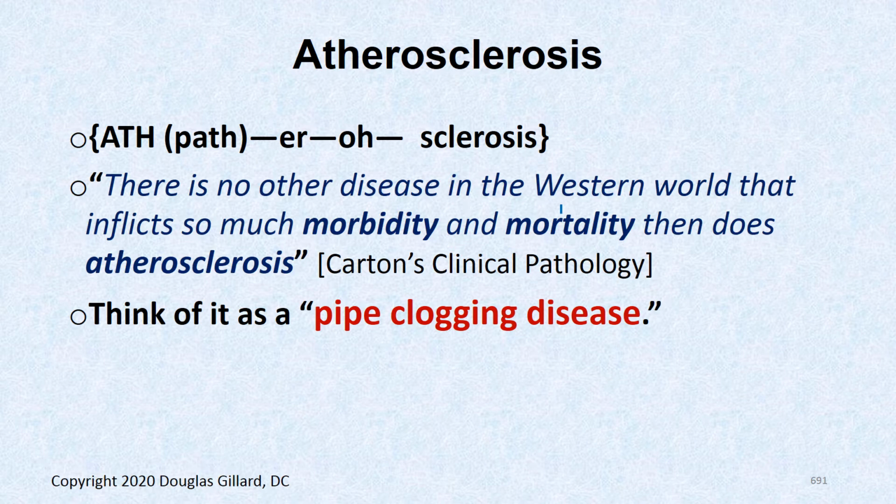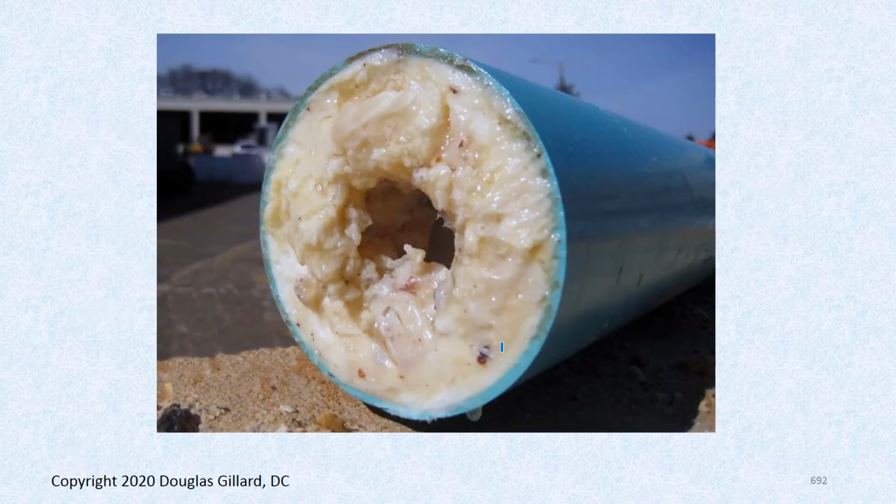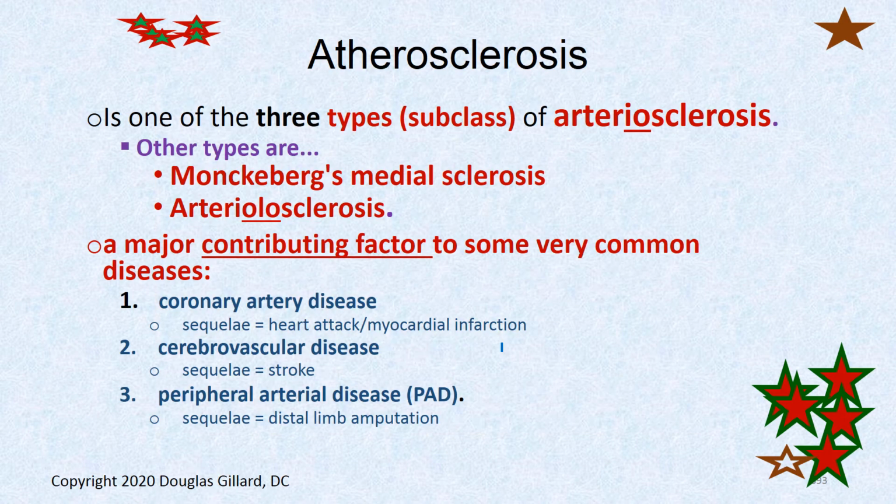There's no other disease in the Western world that inflicts so much morbidity and mortality as atherosclerosis. And it is a problem. It's clogging of the pipes, right? Here's a pipe that came out of somebody's house, that might as well just be an artery. The abdominal aorta is the number one spot for this to occur, and it doesn't quite look like that, but it does look similar. We'll see a butterflied abdominal aorta. I think I've showed you one, showed you the atherosclerotic plaquing.